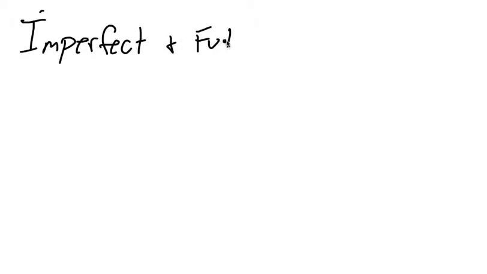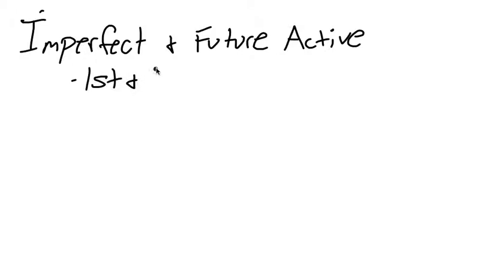Hey everyone, welcome to the first lecture of Chapter 6, and today we're talking about the imperfect and future tense, active, imperfect and future active, for first and second conjugation.